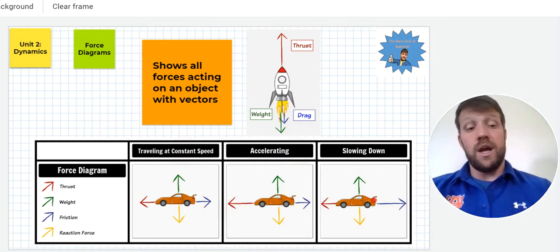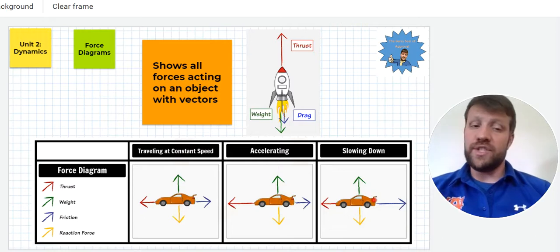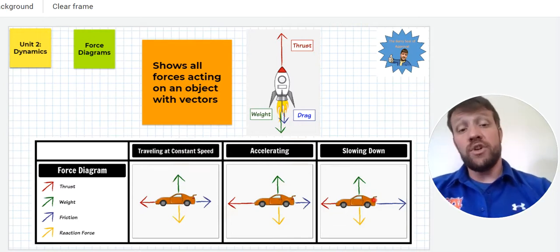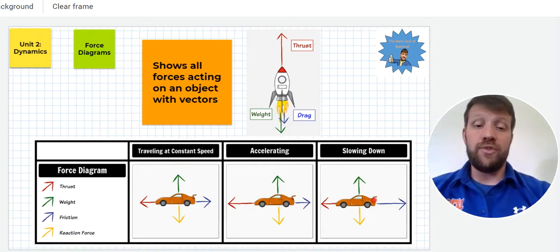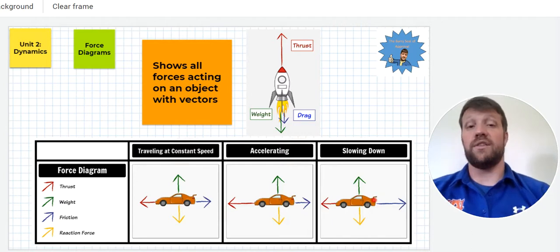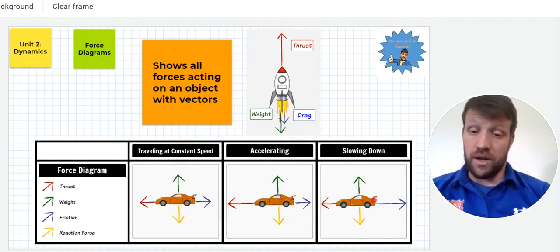Typically, we will ignore air resistance and other drag forces, but it is important to note that that could be there. If this thrust force is great enough to overcome weight and drag, then we will have a greater force in the y direction, a positive force in the y direction, and acceleration in the y direction of this mass.